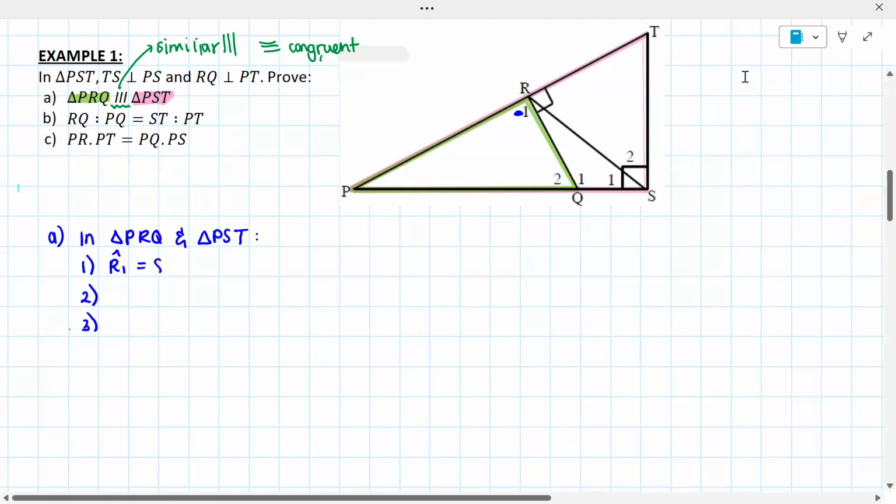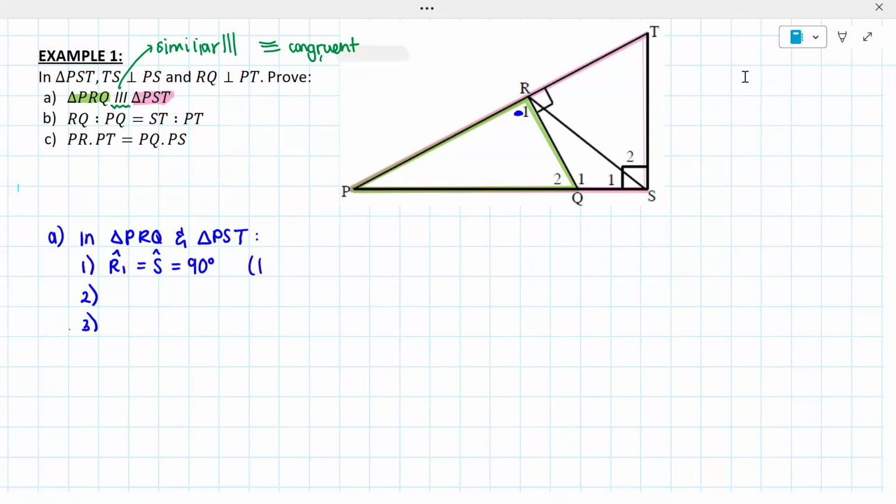R1 is equal to angle S. You can say equals 90 degrees if you want, or in your reason, you could say both equal 90 degrees. It could also be given, because technically that information is given to you. You do you. I prefer to write they're both equal to 90 and then my reason is given, but it's really fine.